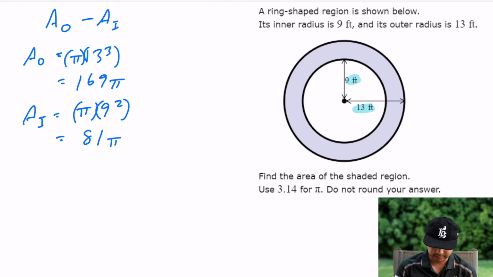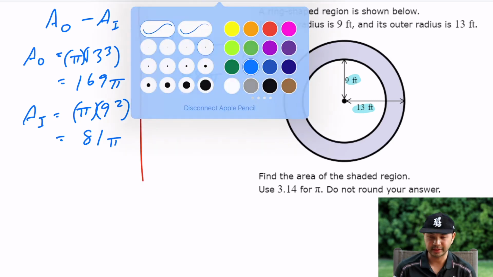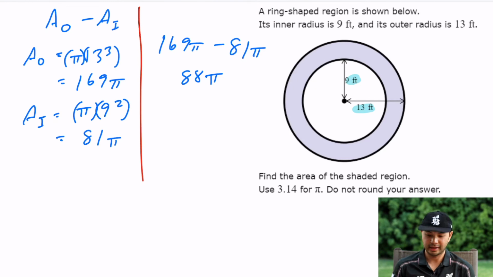Okay, so here's the interesting part. Area of the outer is 169 pi minus area of the inner is 81 pi. So each one of these terms has a pi in it. That's like a variable in a way, in that you can combine like terms and subtract 169 minus 81. That's 88, and then 88 pi. So what that did is it kind of saved me time. It's equal to 88 pi. So now I can multiply it out.